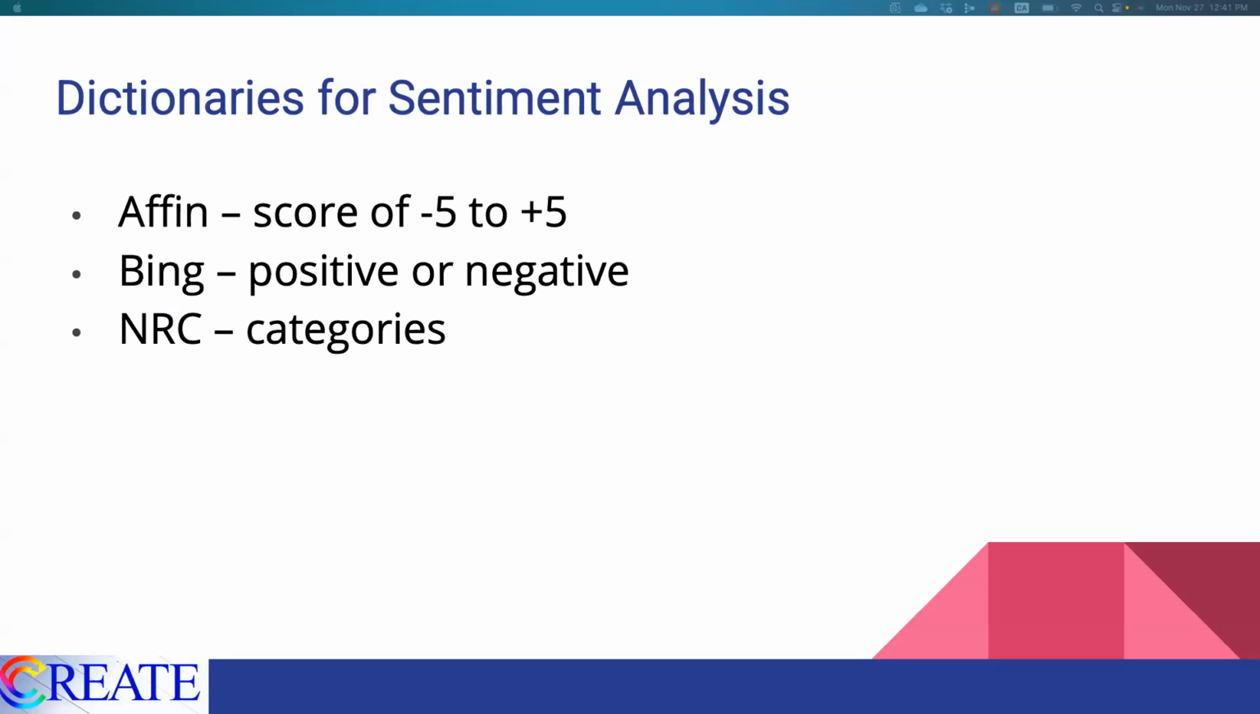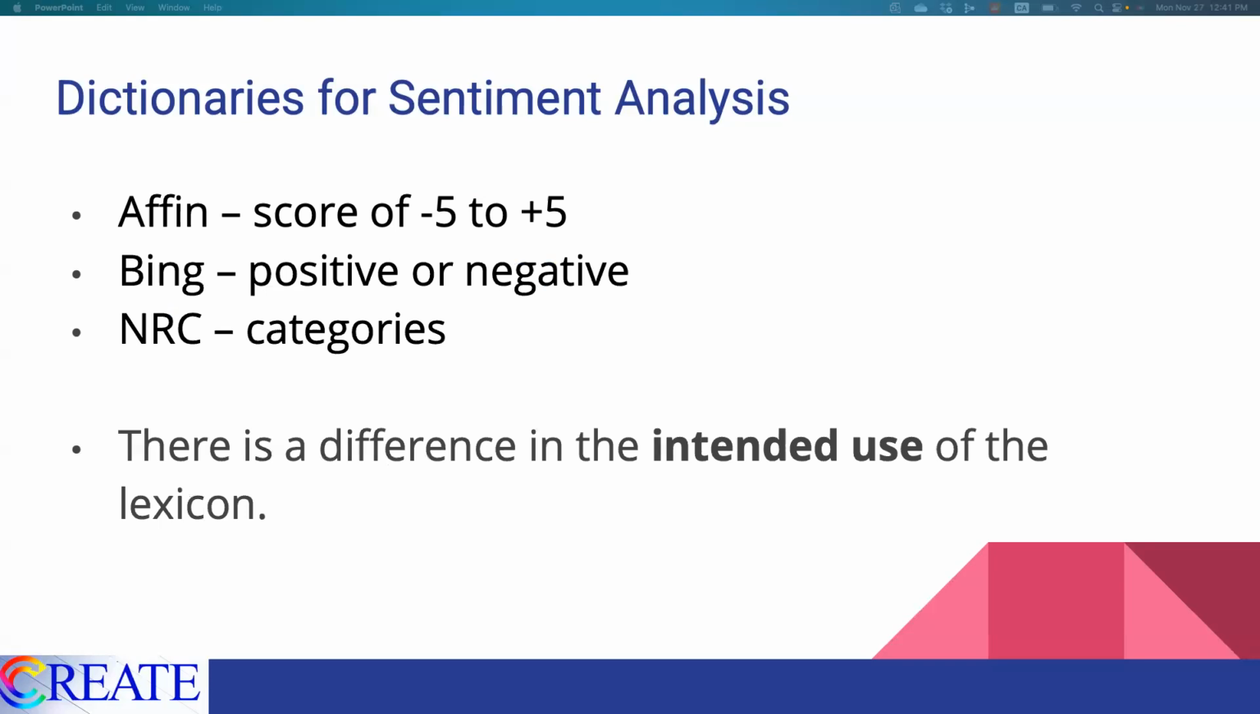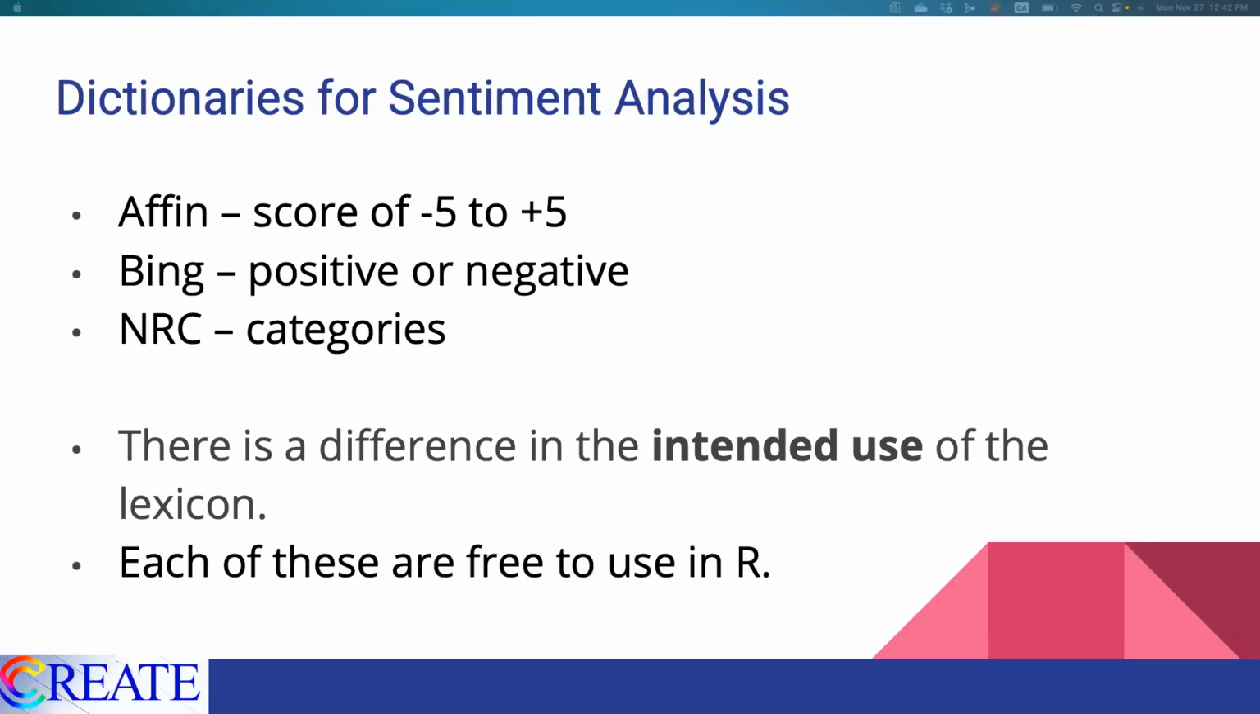And so which one do you use? Well, it depends on what you're trying to use it for, right? I like the AFINN because it shows those weights. And when I'm comparing different groups, I think it's important to capture that. But the categories also kind of make sense. And I'll show you again what those look like. And again, each of these is free to use in R. You just have to load in the library.